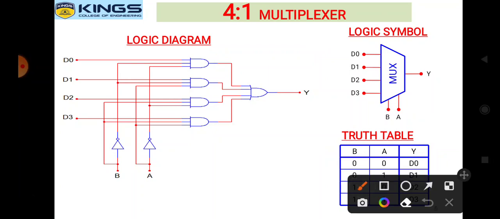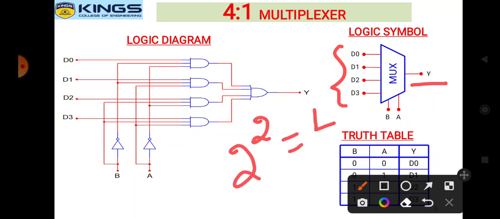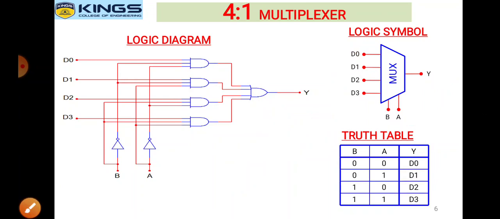In this logic symbol, you can see many inputs are there, only one output, right? Many means 2 power 2. 2 power 2 will be equal to 4, okay? That means 4 inputs are there and 2 selection lines, that is B and A. So 2 selection lines are there and only one output, that is Y, okay?